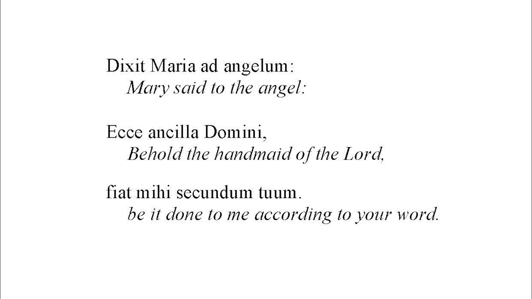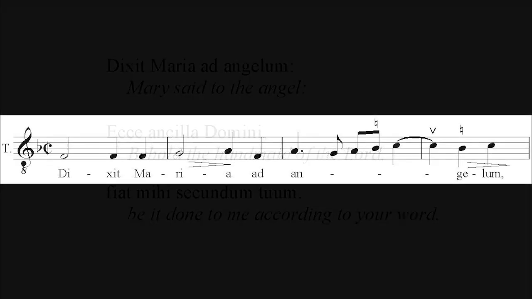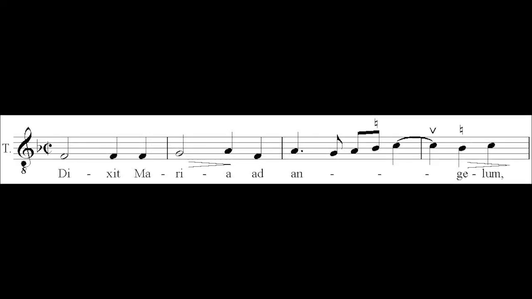Again, Mary said to the angel, Dixit Maria ad angelum, behold the handmaid of the Lord, ecce ancilla Domini, be it done to me according to your word, fiat mihi secundum tuum. And then its application to the music, shaped very much like the opening of Palestrina's Sicut Cervus. But here, it is important not only to move toward a point of arrival, but to make sure that unaccented syllables are appropriately unaccented, as I've shown with decrescendos under Maria and Angelum.